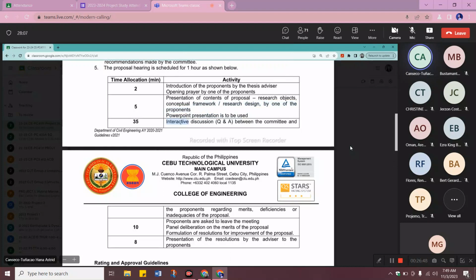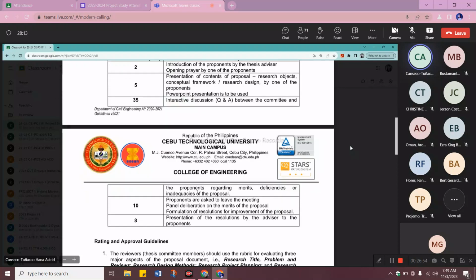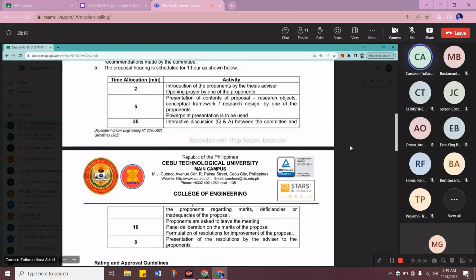It shall be followed by a 35-minute interactive Q&A between the committee and the proponents regarding merits, deficiencies, or inadequacies of the proposals or other things that need clarification. For this one, I highly suggest that you wear a name tag, no? Just a bond paper where you put your family name.